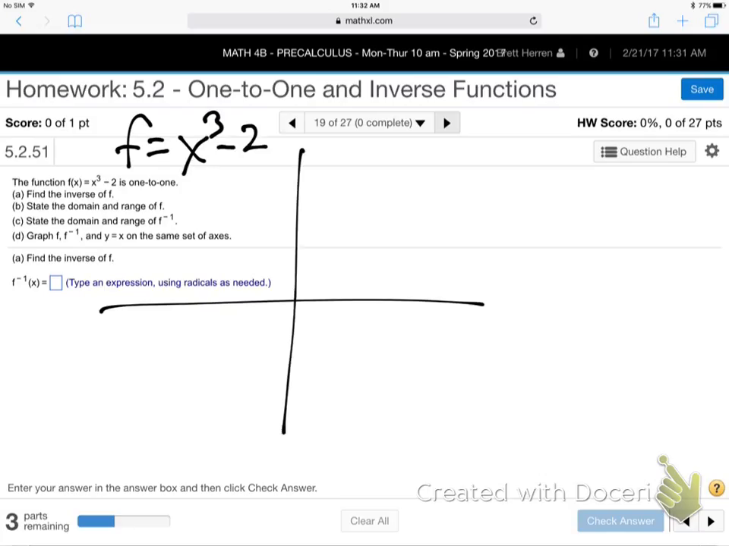Is it always like that? The domain will be the range for the inverse? Yeah, it's always that way. The domain for the original is the range for the inverse, and the domain for the inverse is the range for the original. Always.